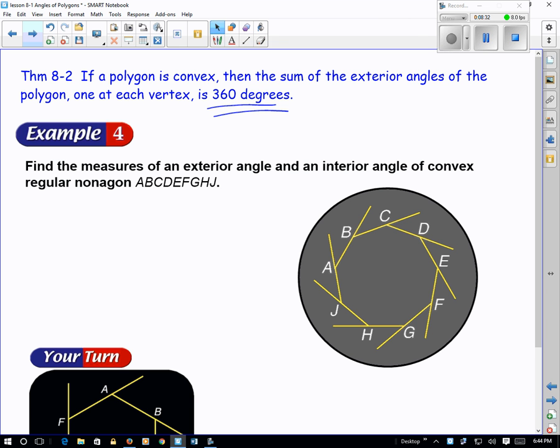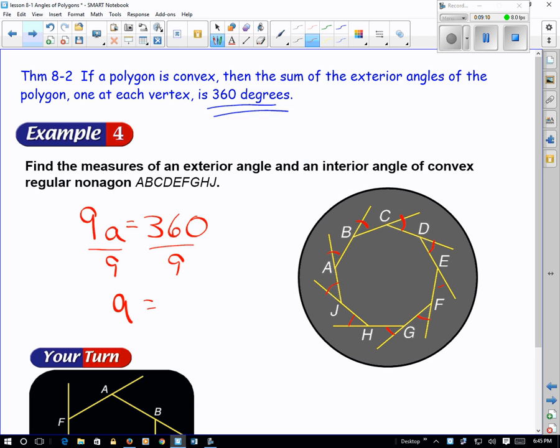So we don't even need to really mess with the formula on that one. We just memorize that that is always going to be 360. So in example 4 here, where we have one exterior angle at each vertex of this polygon, we know that the sum of those has to be 360. So this is a nonagon. That means there are 9 sides, so 9 times the measure of each angle has to equal the total of all of them, 360. And dividing by the 9, we get that A, the measure of each angle, has to be 40 degrees.